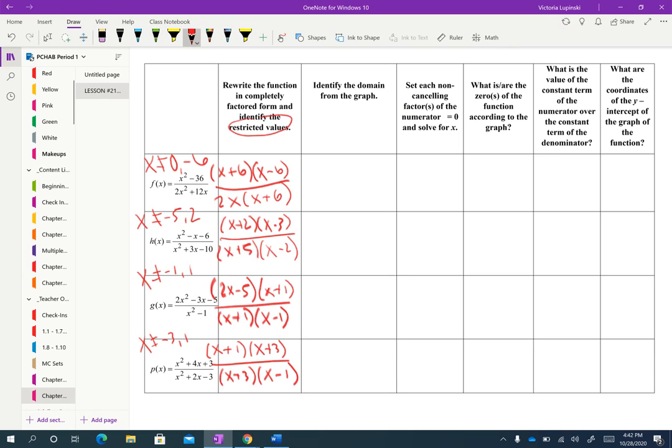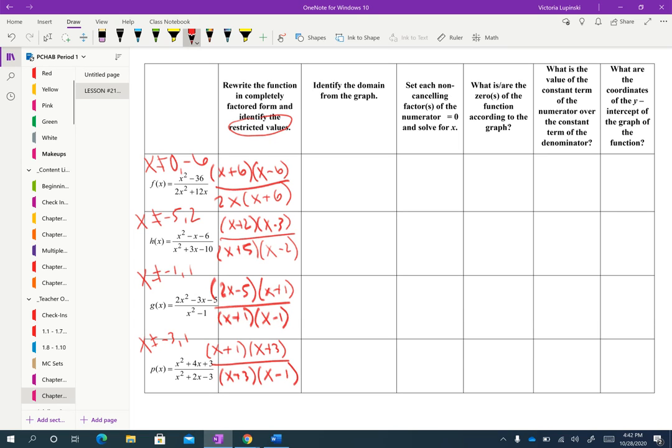So again, we're kind of just laying the foundation for the harder things that are to come, making sure that you remember how to factor and making sure that now after seeing a couple of examples, you know that the restricted values are anything that makes the denominator 0, which is why it's so important that you factor first, because then it's super easy to see.